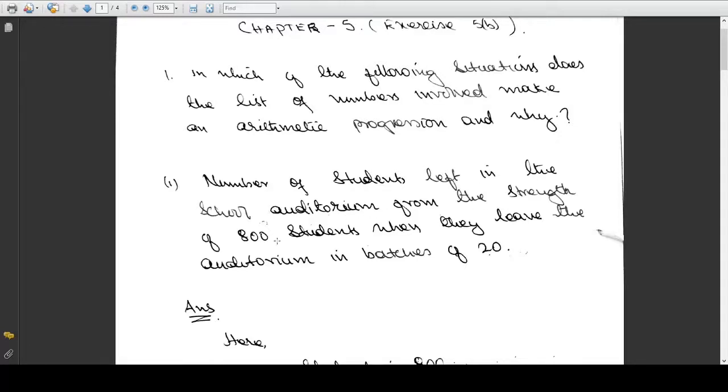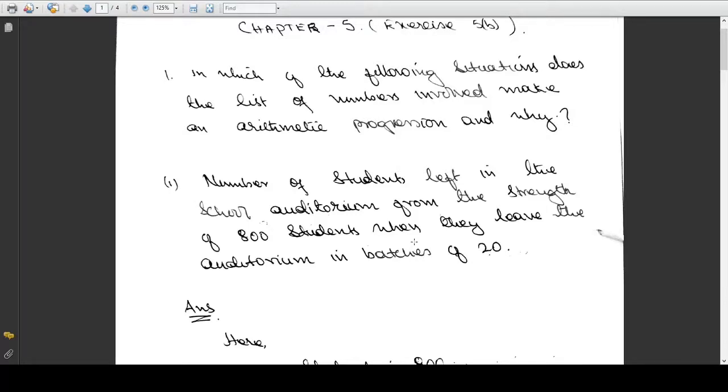from the strength of 800 students, when they leave the auditorium in batches of 20. That means in an auditorium there are about 800 students, and when they came out of that auditorium, they came in batches. That means 20 in the first batch, 20 in the second batch, 20 in the third batch, and so on.